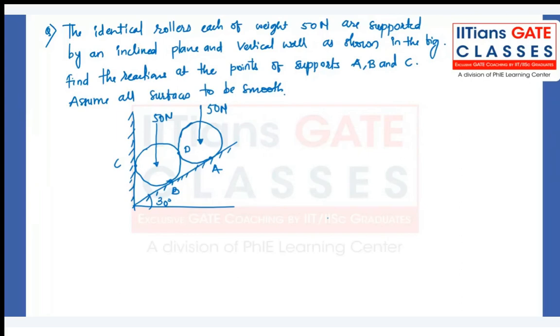Okay, we got two answers here. 57.73 is for RB, and 28.86 for RC. Ravi Teja, something is wrong here. Think of it again. Otherwise, I'll help you to solve it.